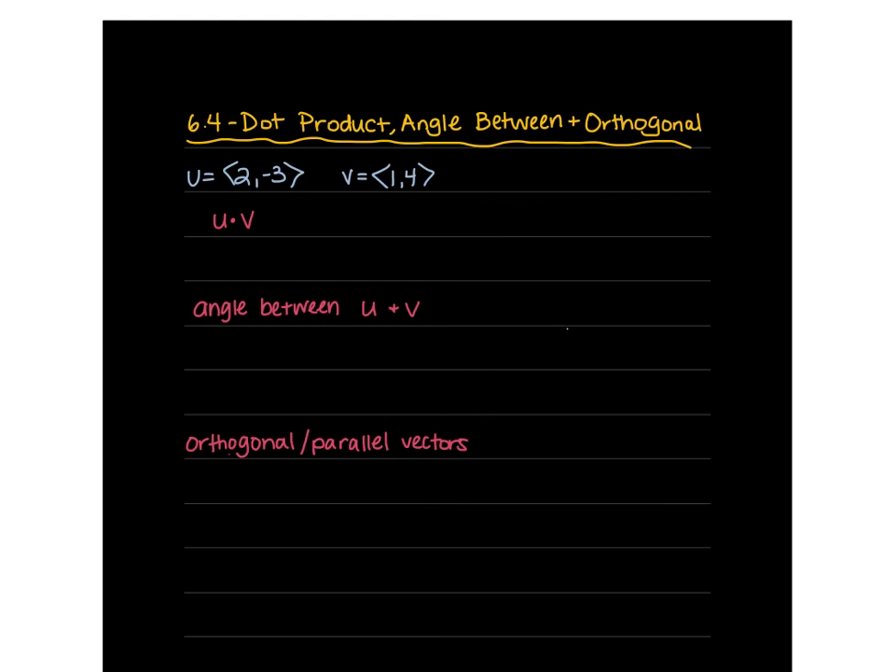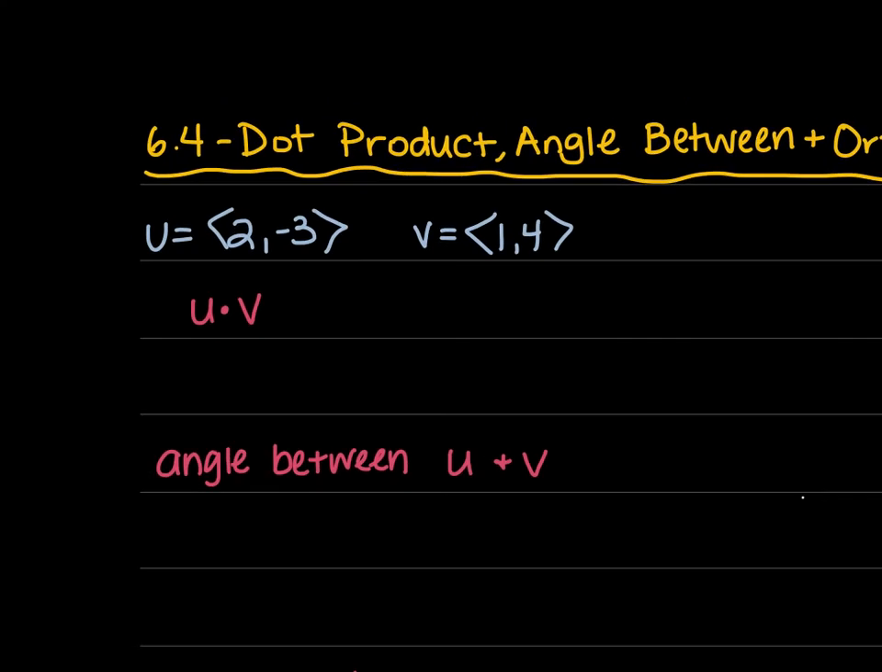Okay, then came dot product, angle between, and orthogonal. This was 6-4. Dot product, you're doing first times first, plus second times second. Are we good on dot product? Yeah, so this would be 2 times 1, 2, plus negative 3 times 4, negative 12. Negative 10 would be the dot product of u and v.